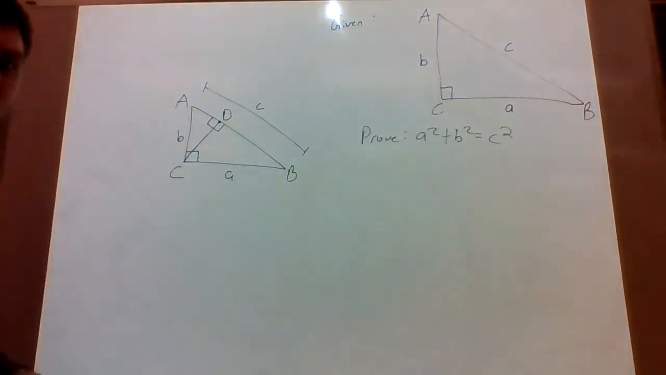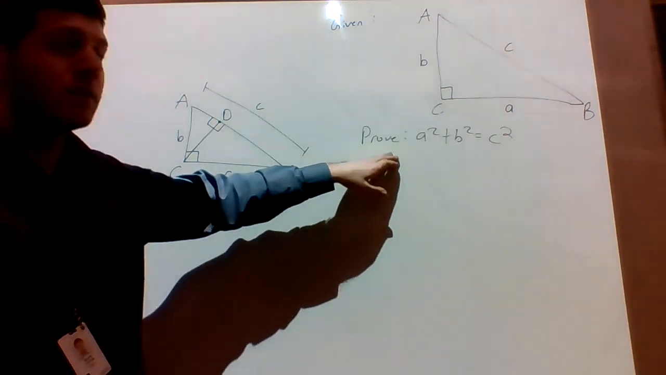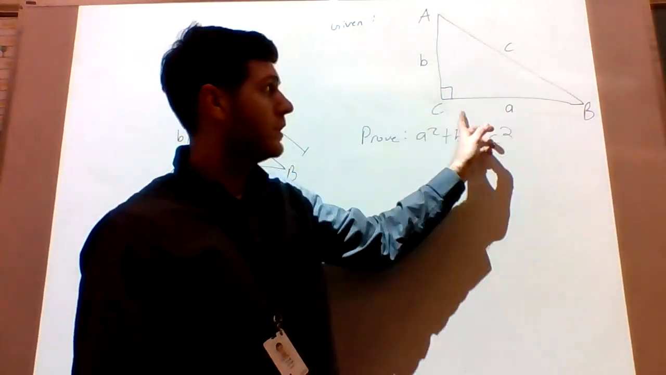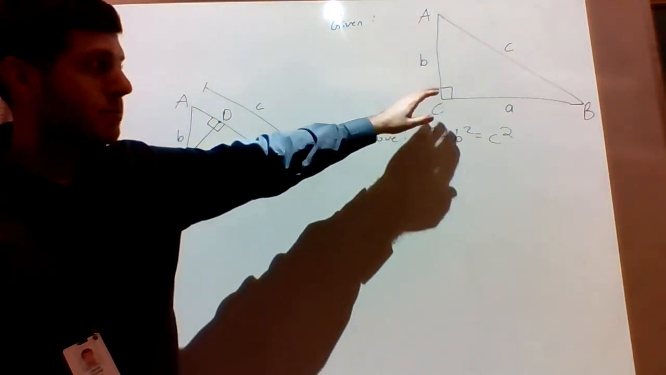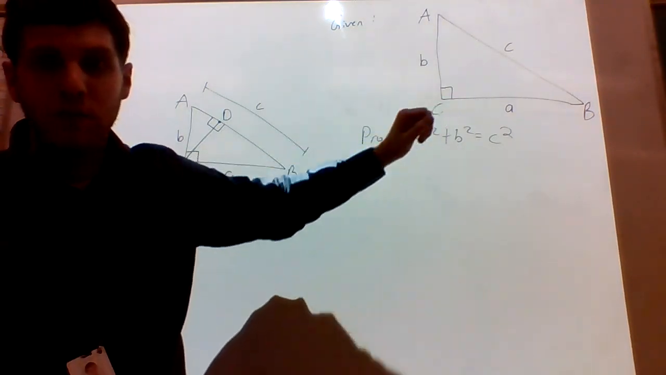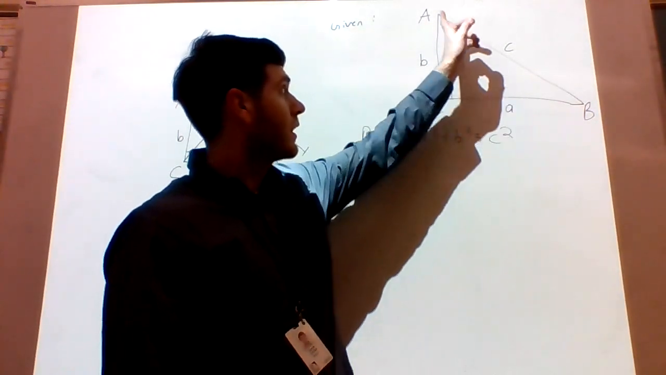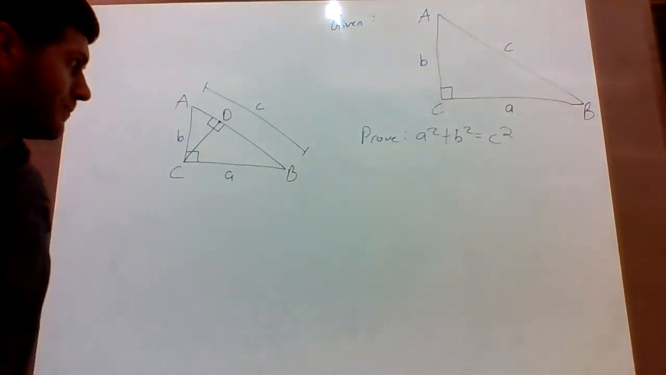All right, this is the proof of the Pythagorean theorem using similar triangles. So here we were given a triangle ABC. The uppercase letters represent the vertices of a triangle. The lowercase letters represent the lengths. So the length of CB is A, the length of AC is B, and the length of AB is C.